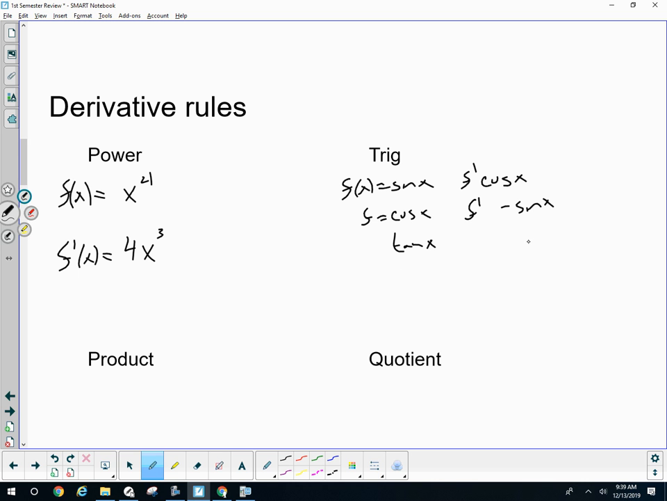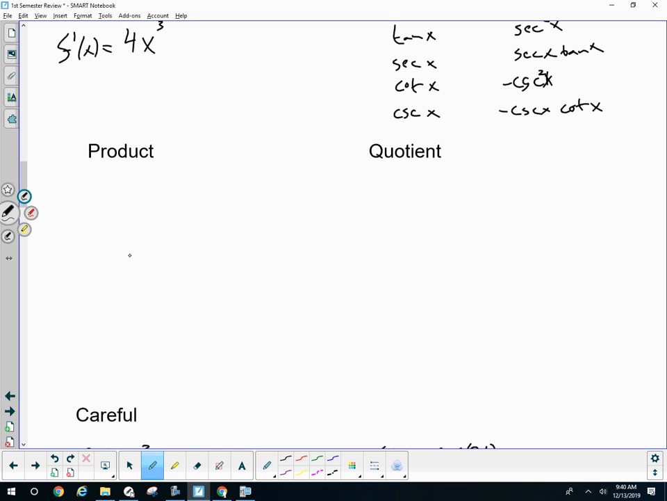Tangent: secant squared, and we used other rules to figure this out. Secant: secant tangent. Cotangent: negative cosecant squared. And then cosecant: negative cosecant cotangent. We learned about the product rule.